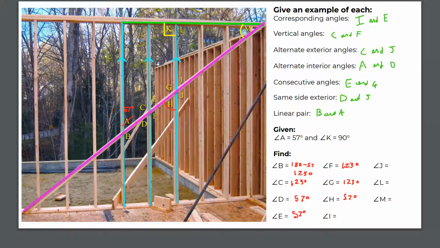So it's a very quick way, and I'm going to use that for I and J. I is acute, so that's going to be 57. J is obtuse, so that's going to be 123. Boom. Now, L and M are different.